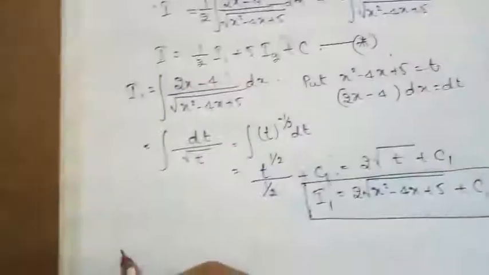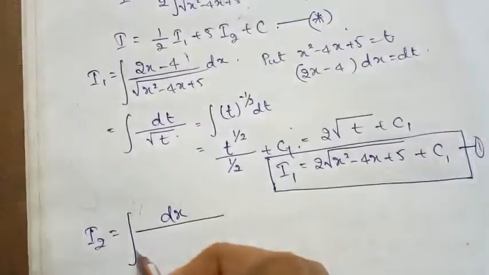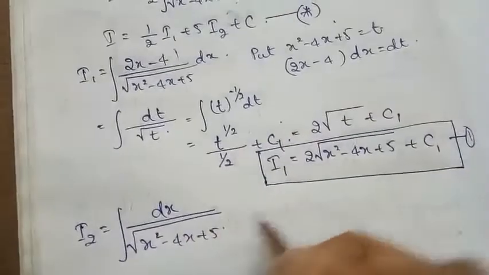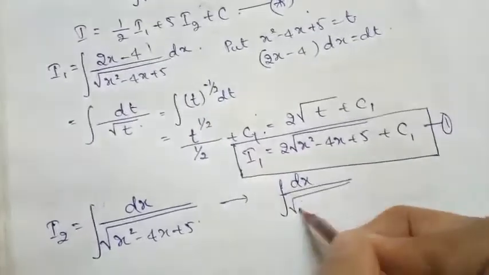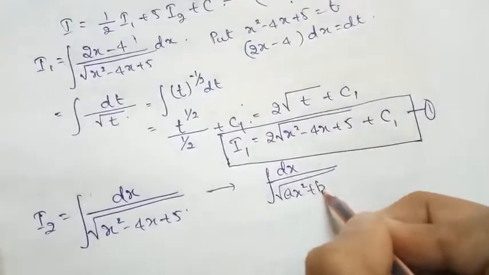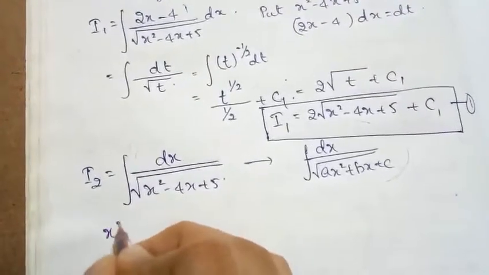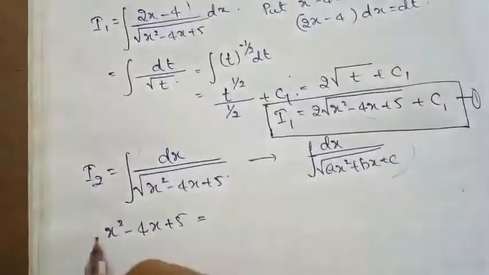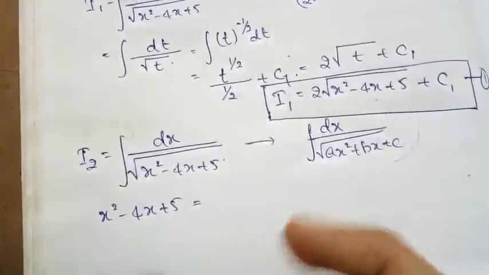Now I'll consider I2. What was our I2? That is dx divided by square root of x square minus 4x plus 5. So it is in which form? It is in the form of dx divided by square root of ax square plus bx plus c. Now let us solve the integral of this one, how we used to solve generally. First thing I will consider x square minus 4x plus 5. Coefficient of x square is obviously 1, so no need to work on it. Now we need to work on completing the square.